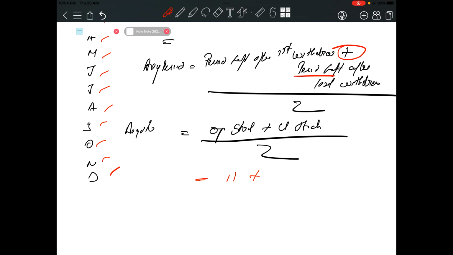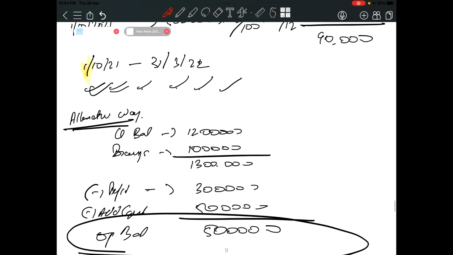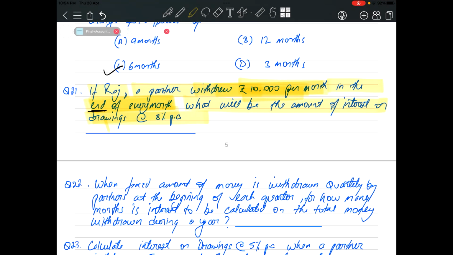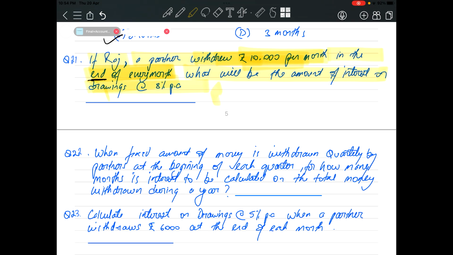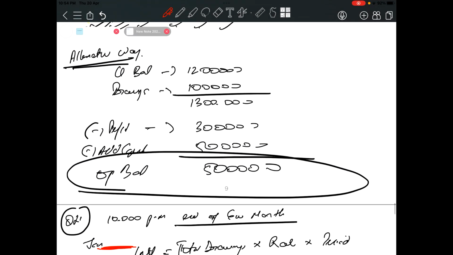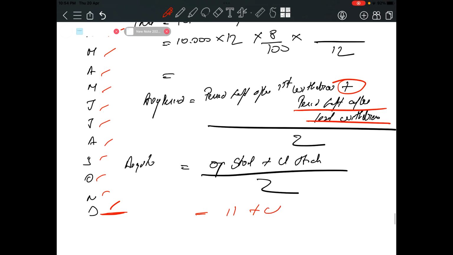Plus periods left after last drawing. The last drawing will be on 31st December, because we are withdrawing 10,000 at the end of every month. So what is the period left after 31st December? 0, because we'll assume that we are solving the question on a calendar year basis. So what will be the average period? 11 divided by 2 will be 5.5. So this will be 5.5 months.